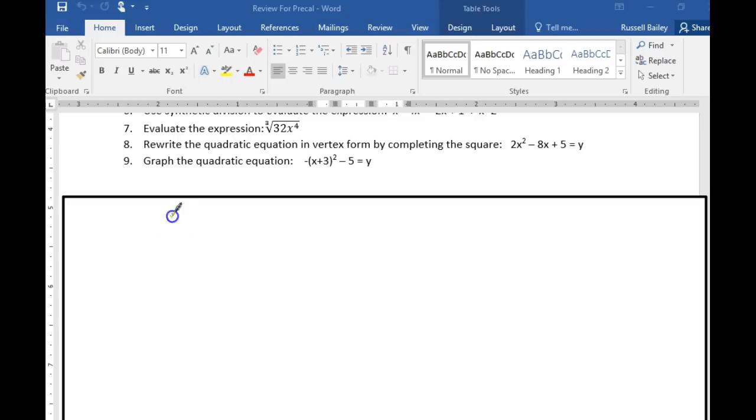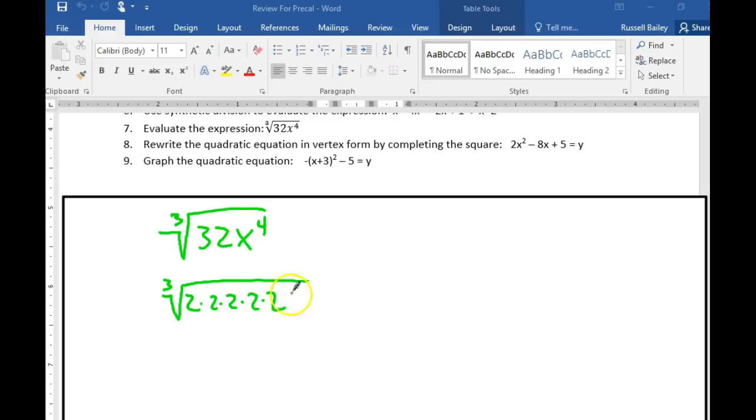Okay, so we're looking for the third root of 32x to the fourth. The first thing you want to do is break these numbers apart into their prime factors. So if you were to break down 32, it would be 2 times 2 times 2 times 2 times 2, and x to the fourth would be 4 x's. This is a third root, so we're looking for groups of 3 things that are being multiplied together. So as you can see, I've got 2 times 2 times 2, and x times x times x. So that's a perfect cube root there.